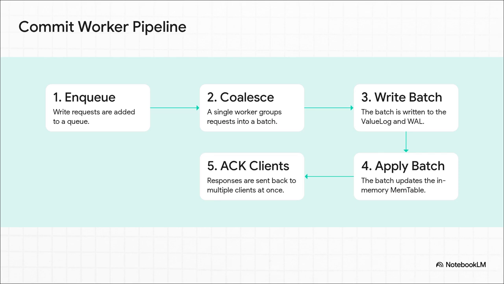The commit worker is basically like a carpool lane for your writes. Instead of every single request driving to the disk all by itself, they all line up in a queue. Then, a single, dedicated worker groups them all into a batch and writes them all at once. One disk sync can serve dozens of clients. This drastically reduces overhead and just cranks the throughput way up.